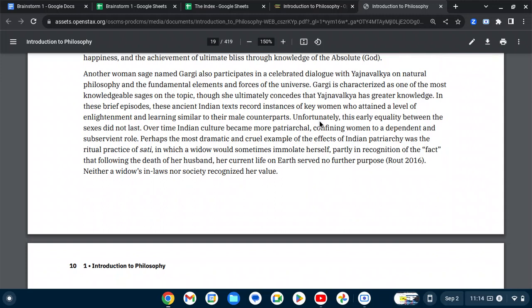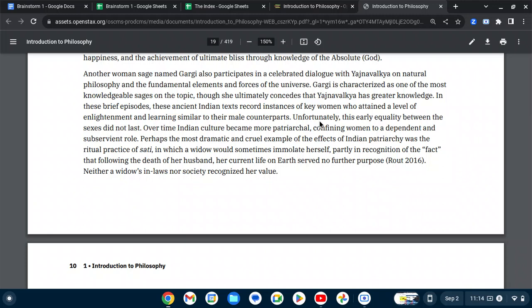Gargi is characterized as one of the most knowledgeable sages on the topic, though she ultimately concedes that Yajnavalkya has greater knowledge. In these brief episodes, these ancient Indian texts record instances of key women who attained a level of enlightenment and learning similar to their male counterparts. Unfortunately, this early equality between the sexes did not last.